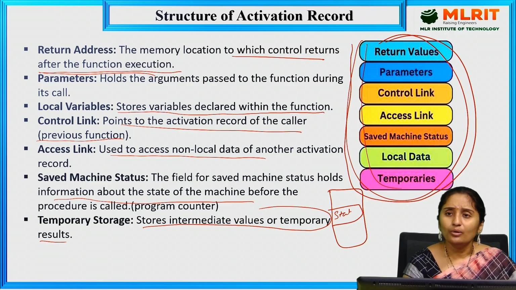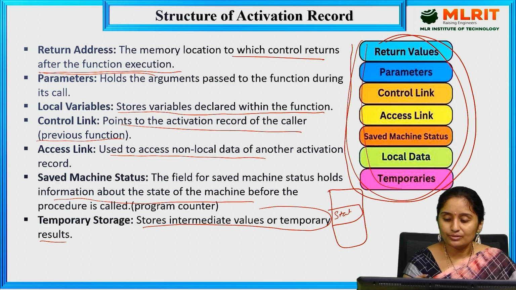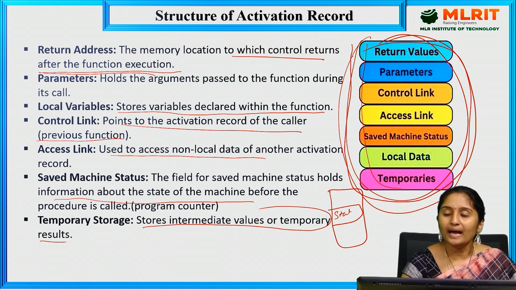Local data is nothing but the variables that are active within that particular definition or activation record, within that function only. So that is the local variables. And temporaries are the intermediate or temporary variables we create to store results in order to execute a complex expression. So these are the structure of the activation record.